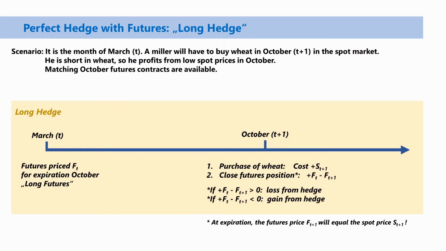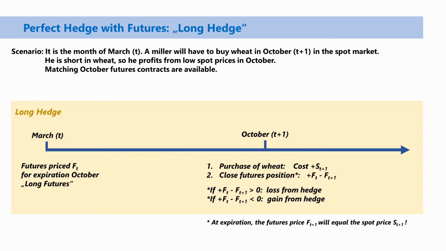Looking at the situation of the miller, he is short in the wheat. He needs to buy it in October and he would be happy if the price was low. For him, the same value as S T plus 1 is a cost. The whole expression that we are going to create is a cost. For the farmer it was a revenue. For the miller it is a cost. Please note that we are always talking about the same S T plus 1.